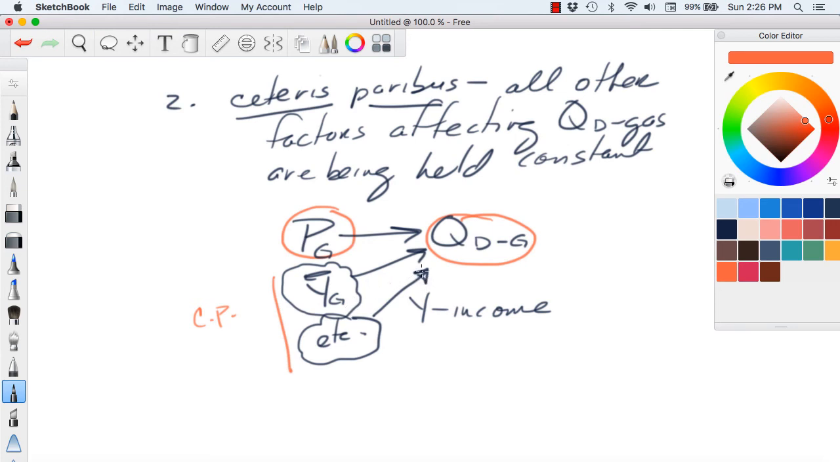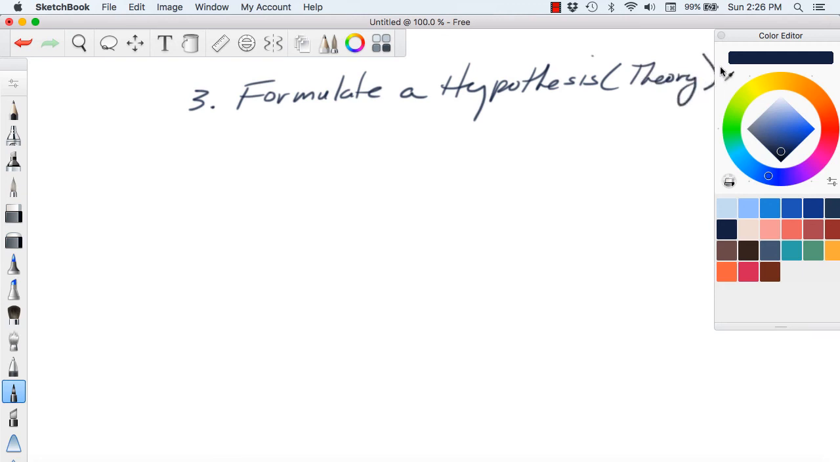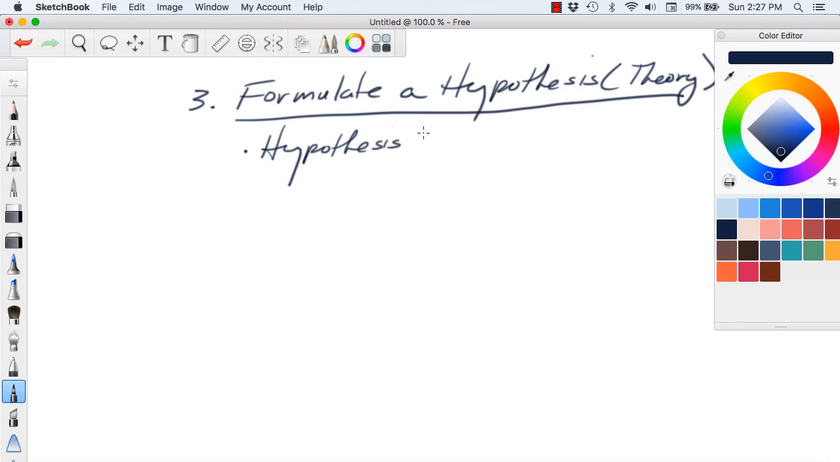Let's keep going here. Got to move it along. I don't want this video to be too long. Step 3 is formulate a hypothesis, or what we might call a theory. A theory is a hypothesis. So formulate a hypothesis. Now let me define the word hypothesis. You'll hear people say, oh, a hypothesis is nothing more than an educated guess. That is not true. It's not a guess.